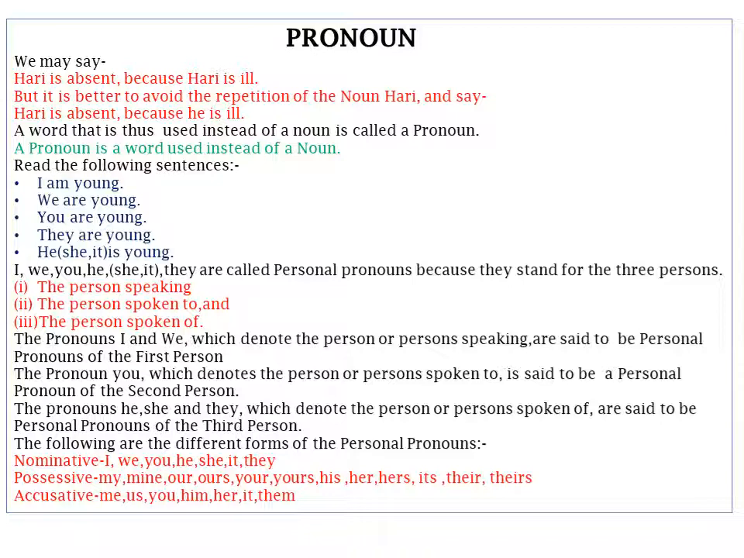The following are the different forms of the personal pronouns. Nominative: I, we, you, he, she, it, they. These pronouns are called nominative. Why are they called nominative? Because they are used in the place of subjects.